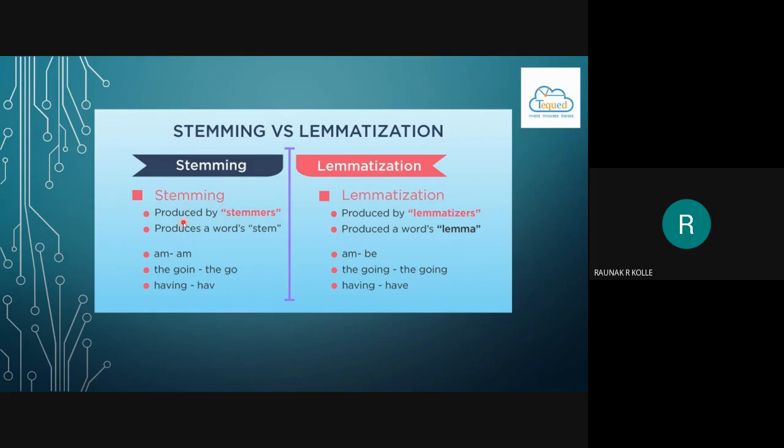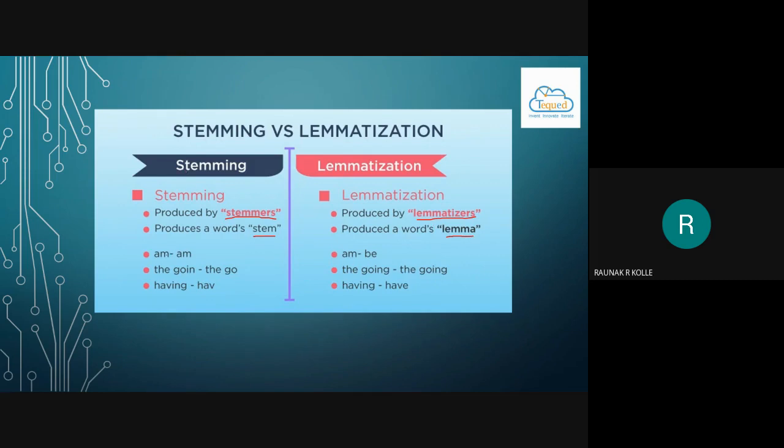Stemming is produced by stemmers. Lemmatization is produced by lemmatizers. Stemming produces the word's stem or the root. Lemmatization produces the word's lemma, which in turn checks the root word if it's present in the dictionary.